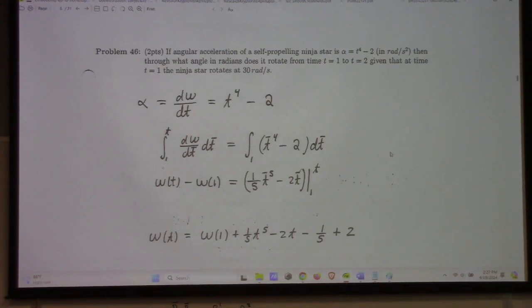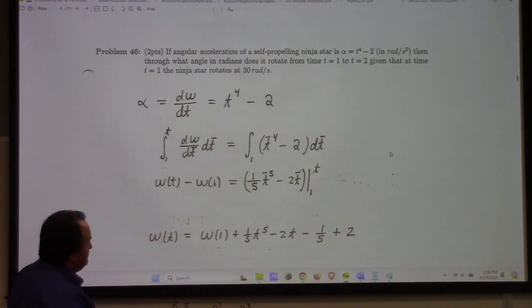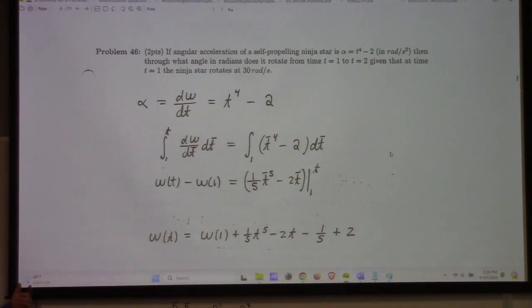Now this one, the angular acceleration is not constant, right? It's t to the fourth minus 2. So there's two stages here. I'm trying to find the change in theta. So I first integrate to find the angular velocity as a function of time.